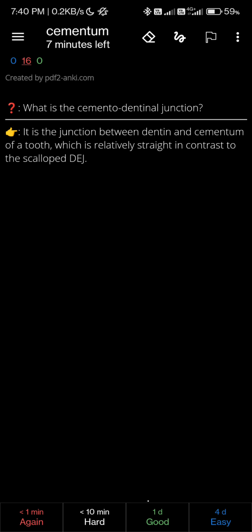What is the cemento-dentinal junction? It is the junction between cementum and dentin, which is relatively straight in contrast to the scalloped dentino-enamel junction.